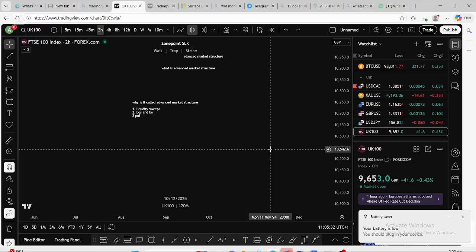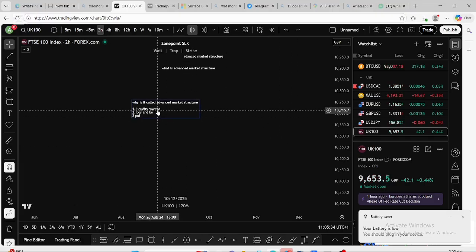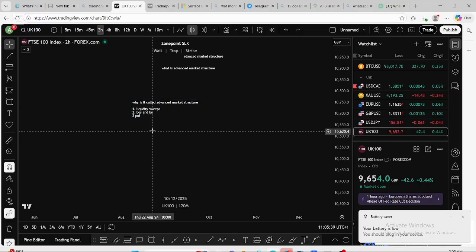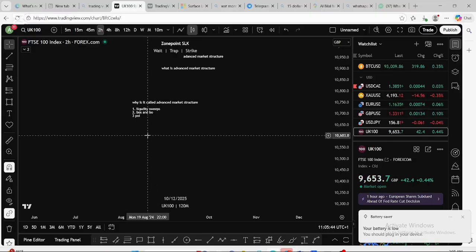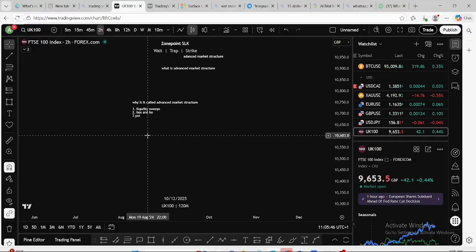So the reasons why this is called advanced market structure are sweep of liquidity, break of structure, breakout, and point of interest. It's also called advanced market structure because big institutional traders manipulate retailers before delivering their price action. I can't go further because my battery is low already, and where I am currently, I can't use the generator. So let's stop at this advanced market structure.